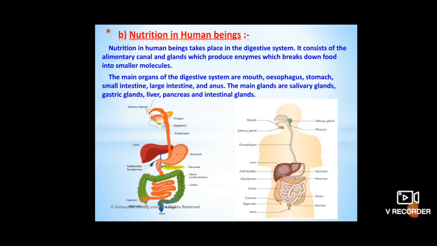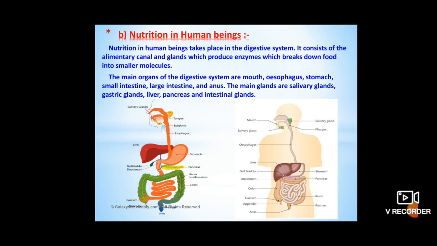Apart from that, some glands also play a major role in the process of nutrition and digestion of the human body. These are salivary glands, gastric glands, liver, pancreas, and intestinal glands. These are also glands that are actively involved in the process of digestion.